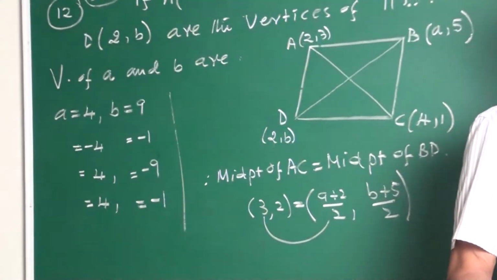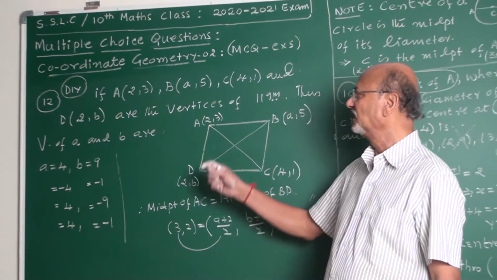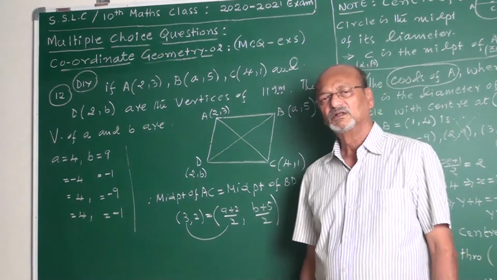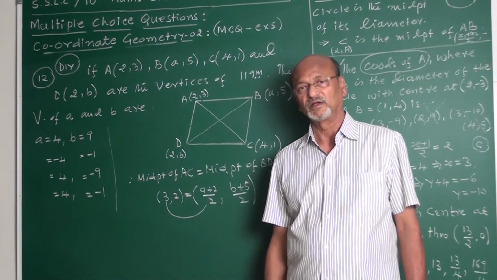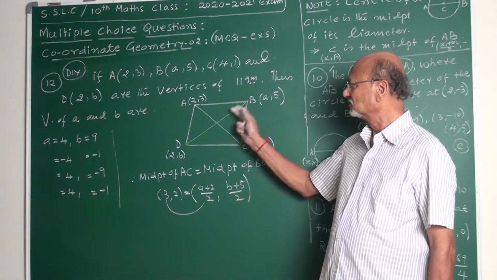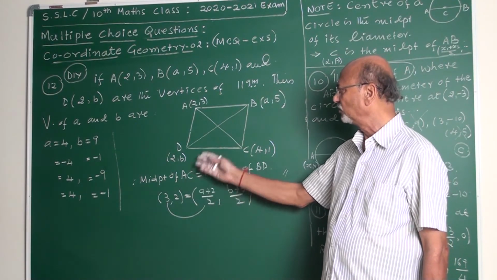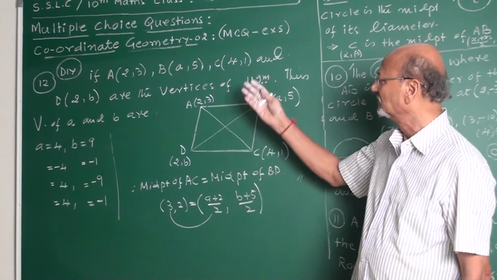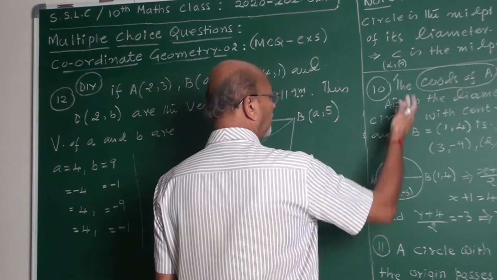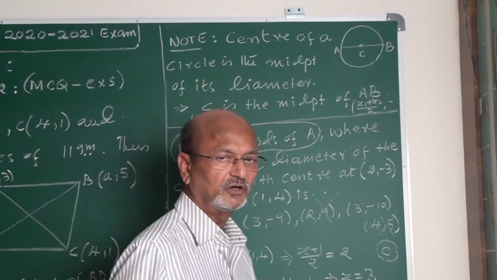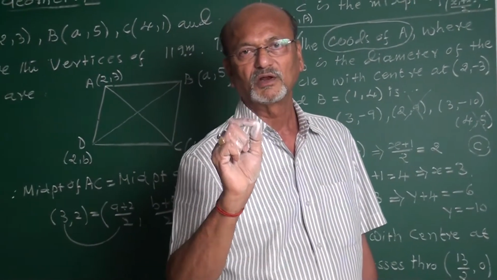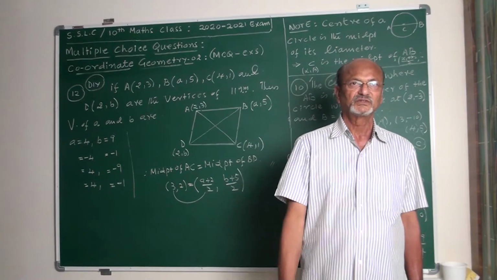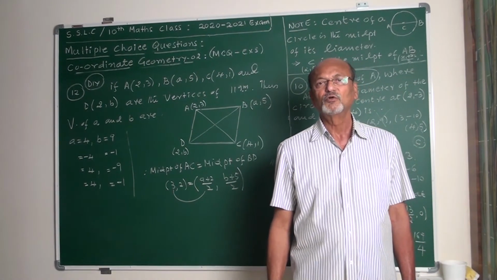Means it is exercise. These are nearly one dozen examples I have selected, I have chosen, based on midpoint formula, my friends. Midpoint formula. Here is also midpoint. Diagonals bisect each other means what? Midpoint of the diagonal AC equal to midpoint of the diagonal BD. Again, midpoint formula. All these examples, my friends, are based on midpoint formula itself. Very important formula. I have done almost all varieties of examples from midpoint formula, my friends. Please prepare them.